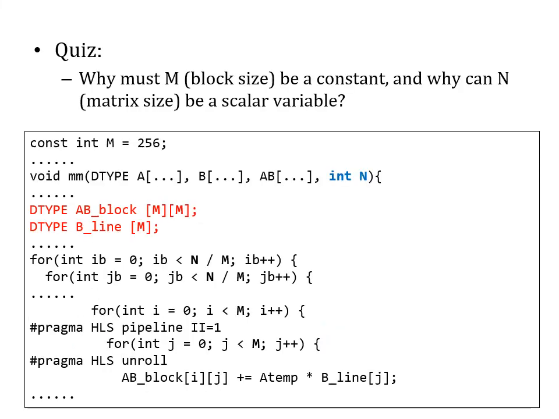And before we see the effect of the explicit pragmas we have just added, I'll ask you one question. Some of you might have noticed that I have declared M, the block size, as a constant, whereas for N, the matrix size, I have declared it as a scalar variable in the function parameter list. Why did I do that? Well, to be exact, having M as a constant is required, whereas having N as a variable is recommended. Why is that? Why can't M change as well?